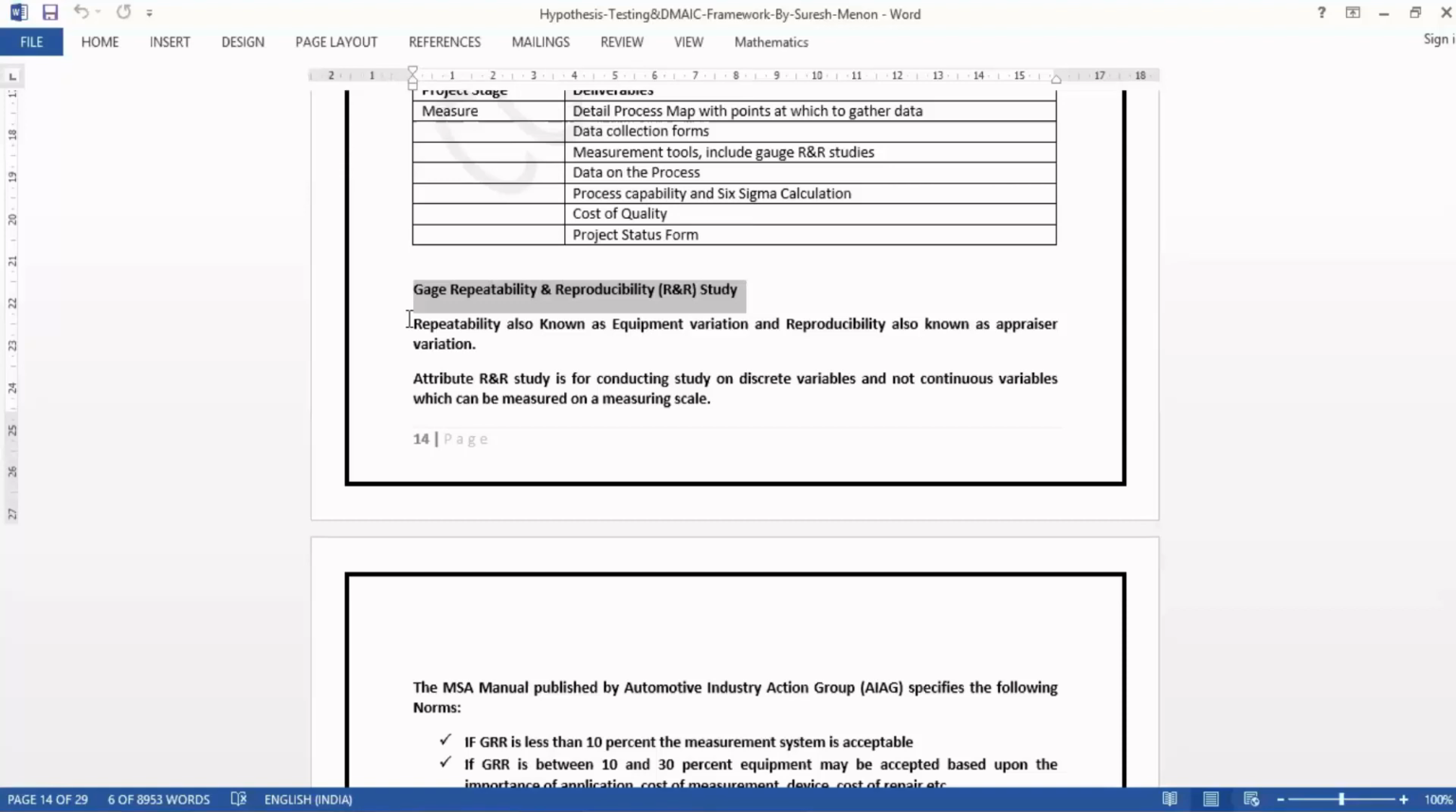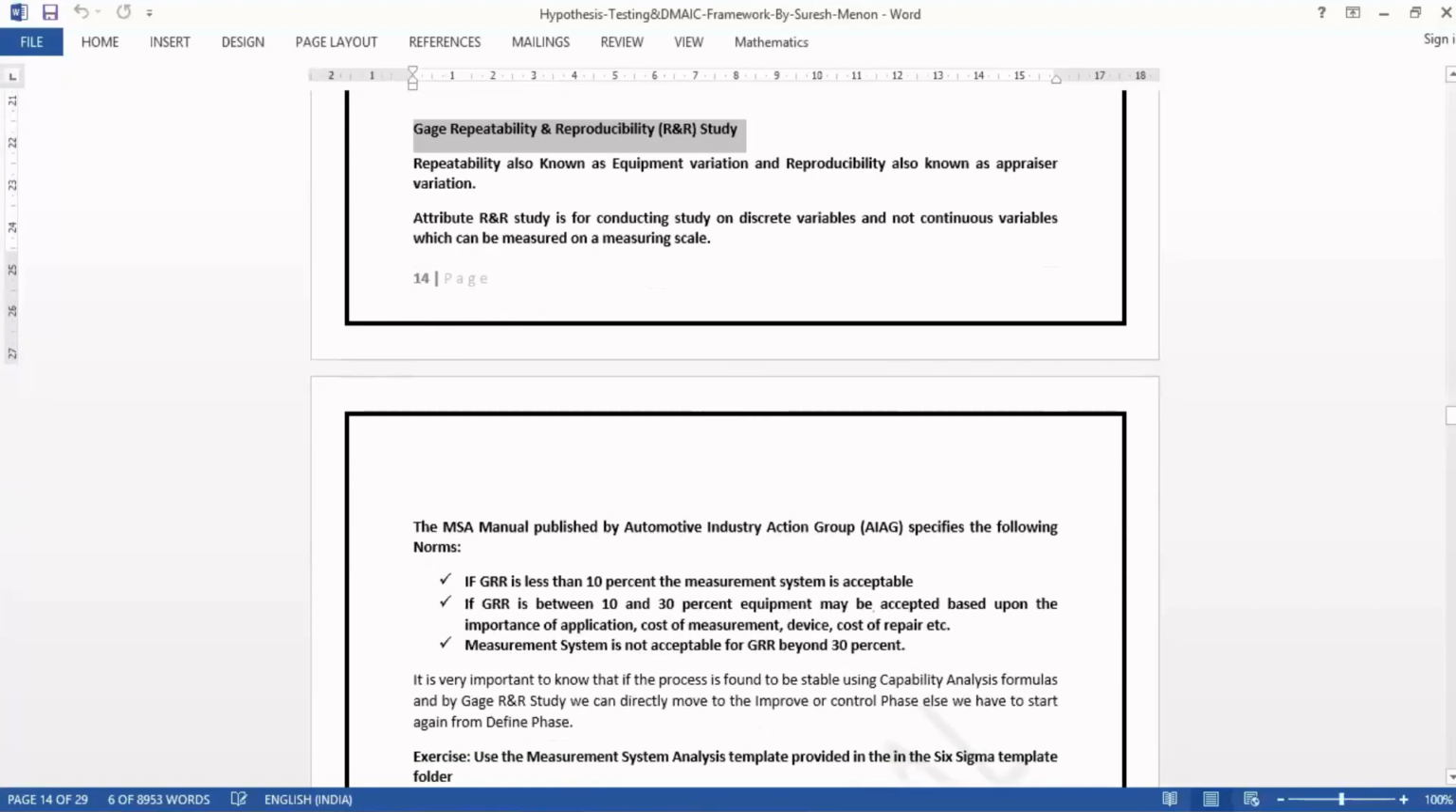Attribute R&R study is for conducting a study on discrete variables and not continuous variables. Continuous variables are those which can be measured on a measuring scale. There is an MSA manual published by the Automotive Industry Action Group, a committee, which specifies the following norms. This is a rule of thumb. If GRR is less than 10%, the measurement system is acceptable. If GRR is between 10 and 30%, the equipment may be accepted based upon the importance of application, cost of measurement device, cost of repair, etc. The measurement system is not acceptable for GRR beyond 30%.